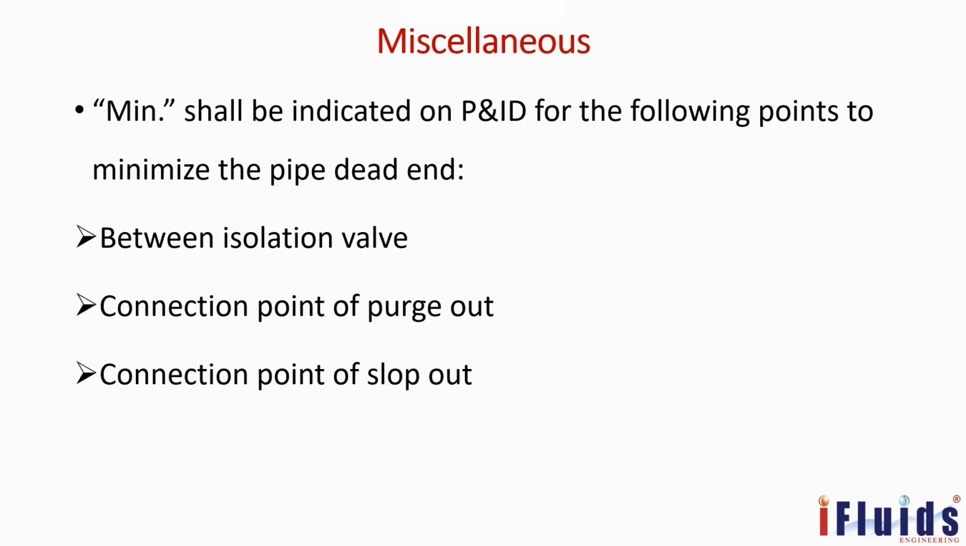Minimum distance shall be indicated in the P&ID for the following points, to minimize the pipe dead end between isolation valves. Where two isolation valves are there, what is the minimum distance? The connection point of purge out. If you are purging something and the purge is going out, what is the minimum distance? Otherwise the line will go somewhere else over a very long distance, which is not desired. Then the connection point of slope out.